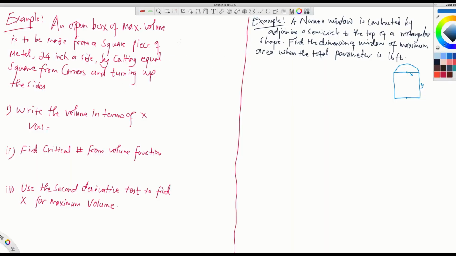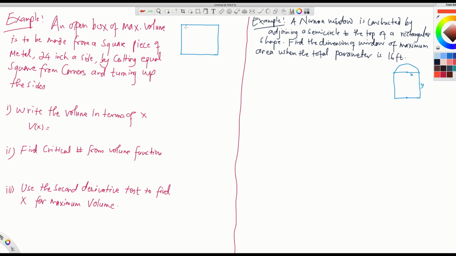Let us look at one more example. It says an open box of maximum volume is to be made from a square piece of metal. Suppose there is a square piece of metal and you want to make a box from it. So how do you do that? You cut it from the corner.